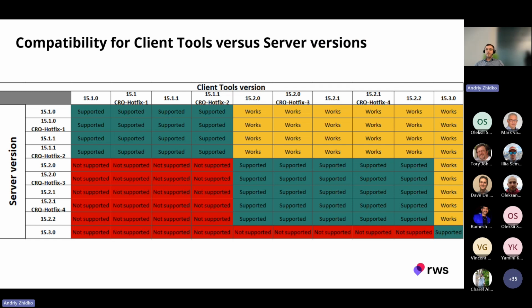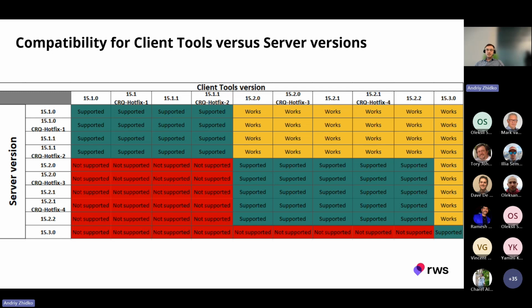So this is a good time to remind you about our policy about the compatibility between client tools and Content Manager server versions. Clients of the same versions are supported against Content Manager server of the same version. These are the green boxes that you can see on the slide. And clients of the later versions can connect and work against Content Manager of the earlier version. This is the yellow box that you can see on this screen.